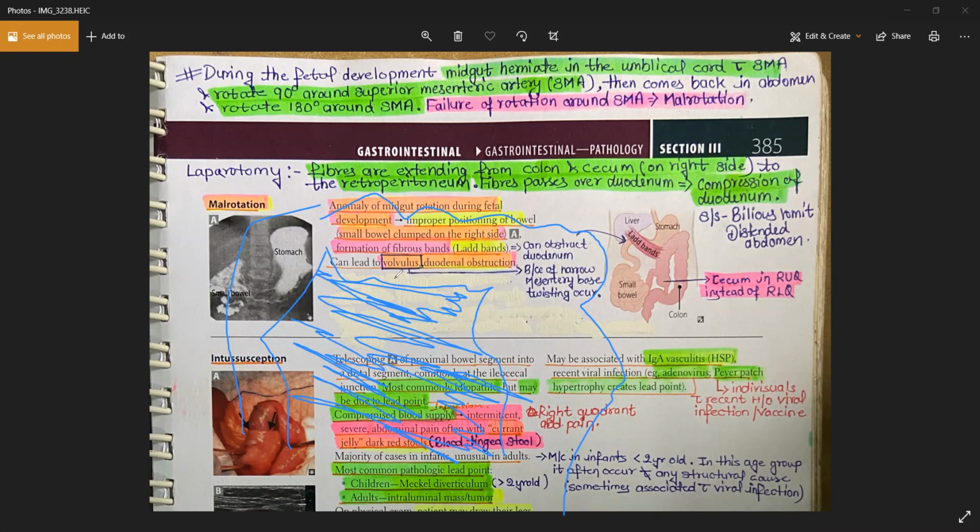So this retroperitoneum is nothing but some fibrotic structures, or you can say the peritoneum, which is forming a base for the small intestine, right? It will provide the stability to the small intestine. Okay. Thank you.